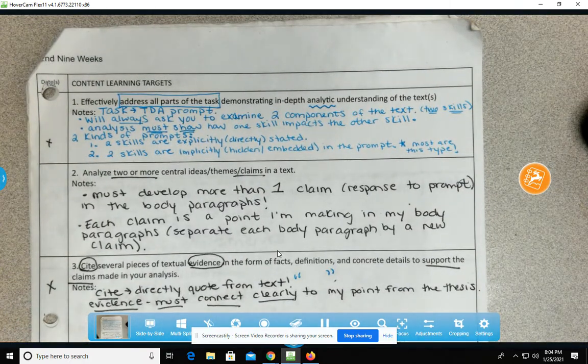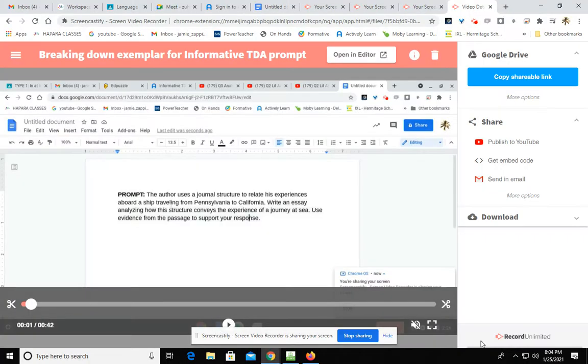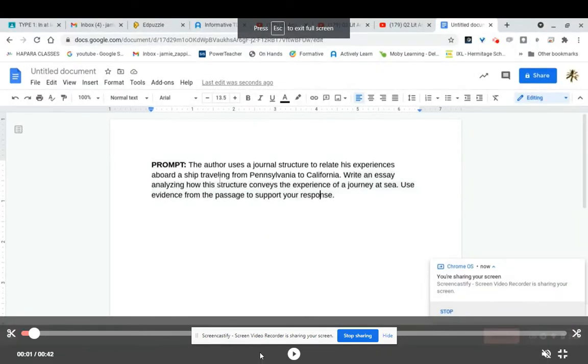So the first piece is the content number 1. To effectively address all parts of the task, we do so by breaking down that prompt properly. So let's look briefly at what that looks like. This is for the prompt from yesterday.